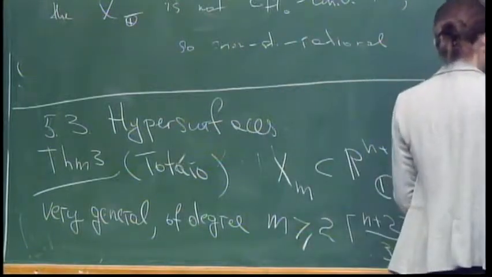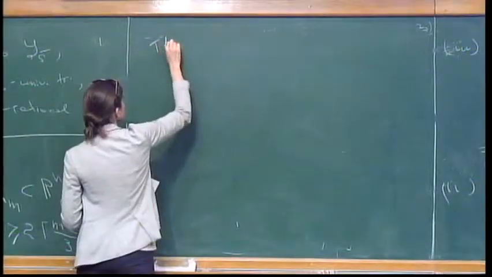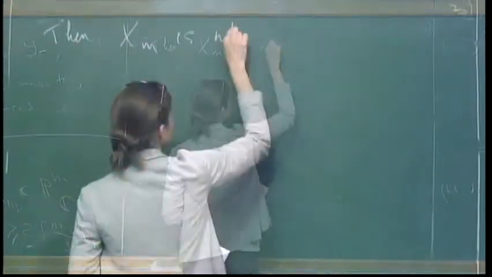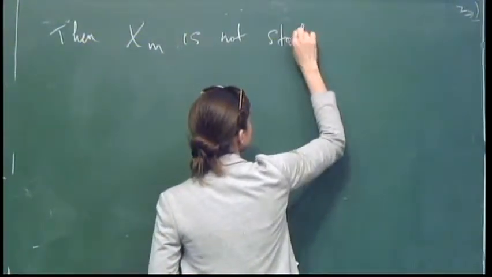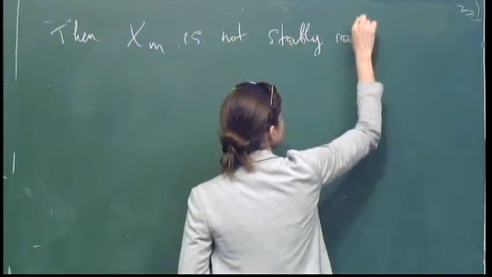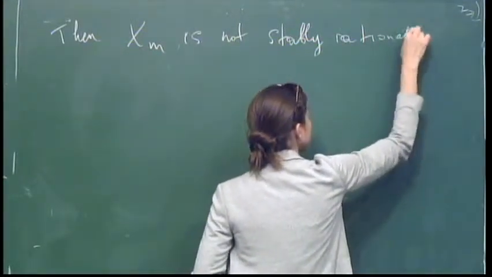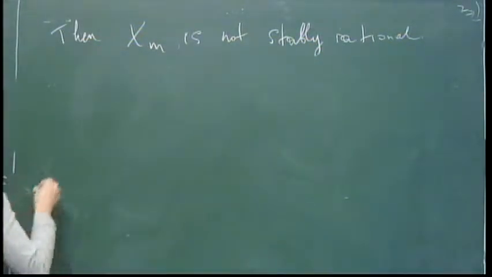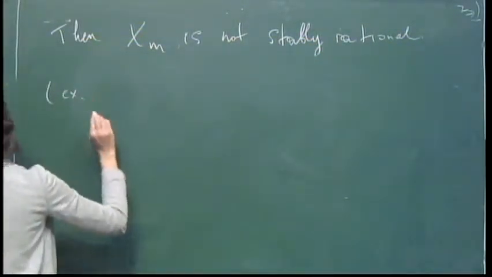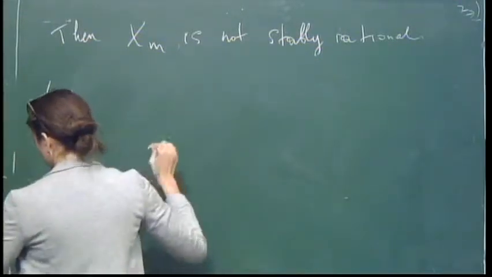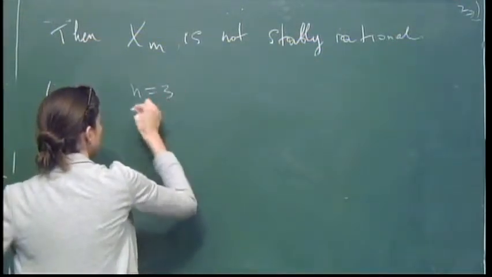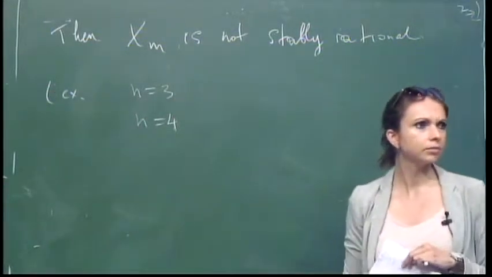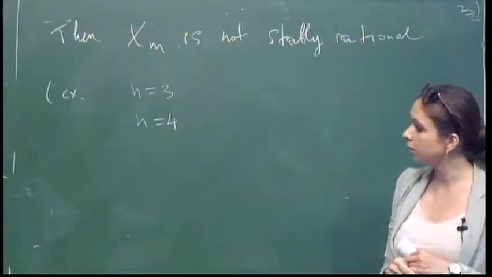Okay, then, X_M is not stably rational. So in particular, you see that if you take an example, let's compute something here. You can take n equals 3 or n equals 4. So what does it give you?